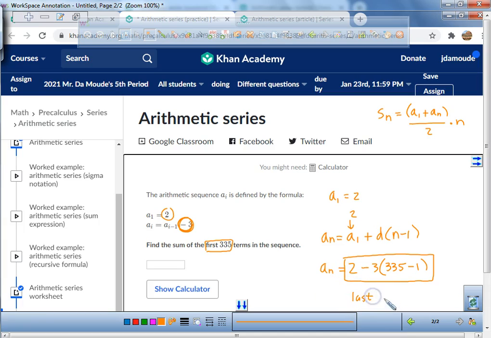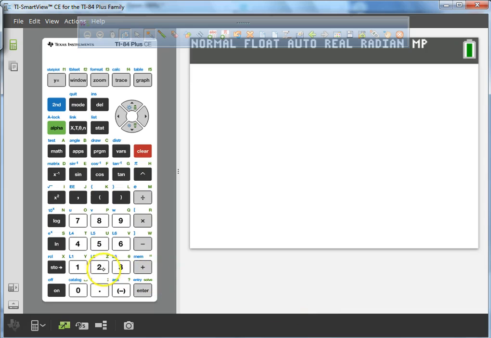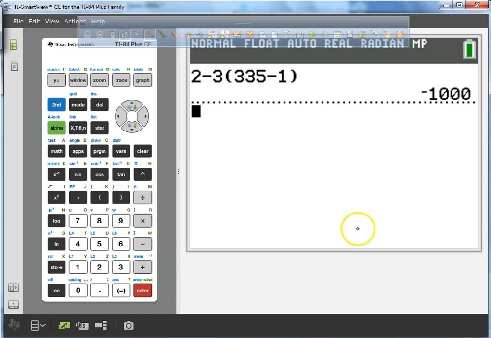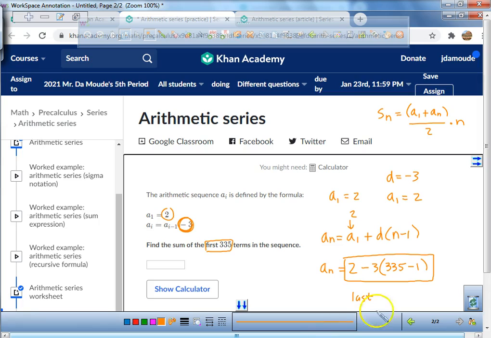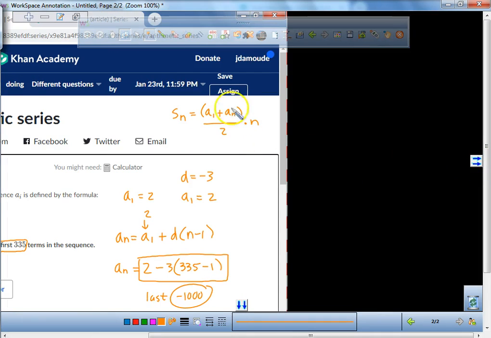Okay? So right now, they gave us the common difference, which is negative 3. They gave us the first term, which was 2. And I had to find my last term. So I'm going to use the calculator right now. I'm going to do 2 minus 3, parentheses, 335 minus 1, which is 334. So it looks like my last term is negative 1,000. That's my 335th term.